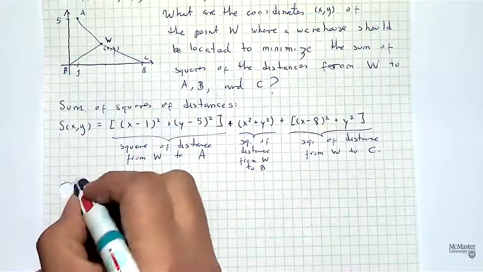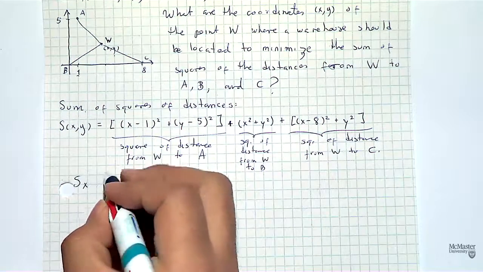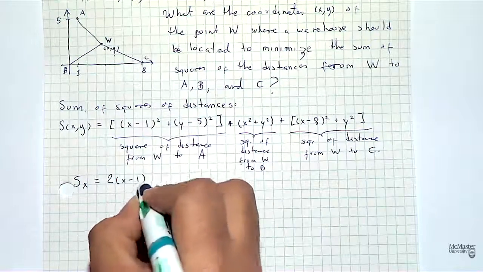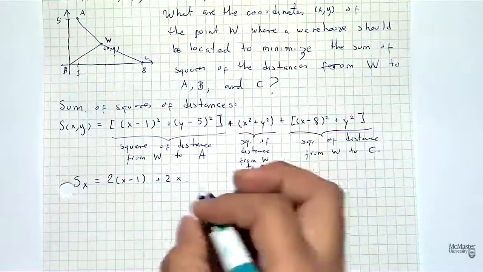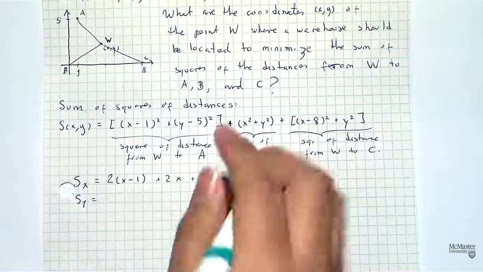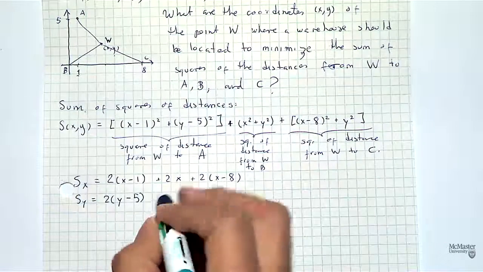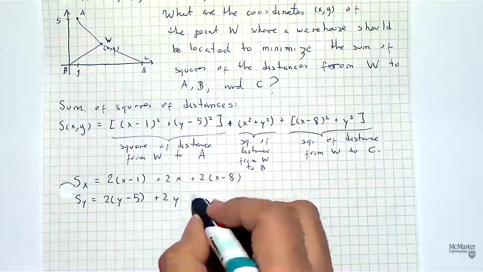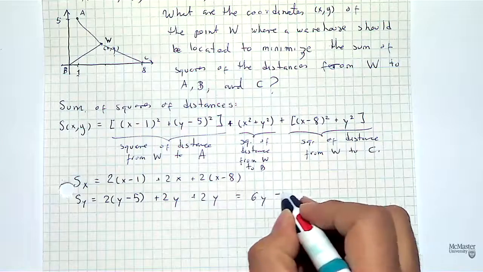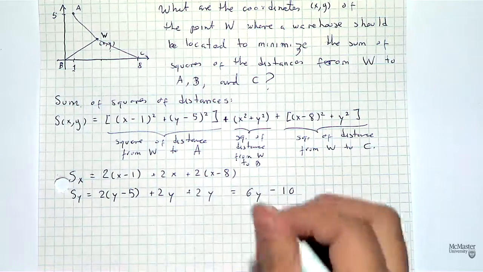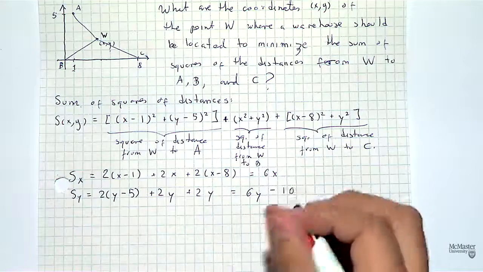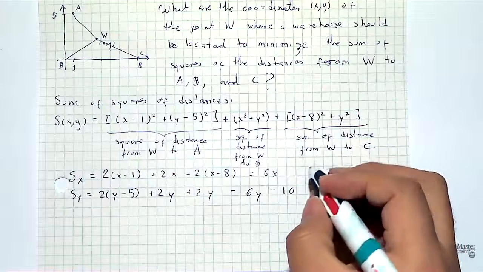So, well, in any case, the partials, right? Because we need the critical points. So, Sx is equal, if you think about it, 2 times x minus 1, plus 2x, and then plus 2 times x minus 8. Then you have Sy, which is 2 times y minus 5, plus 2y, and then plus 2y. This one is easy to evaluate. You have 6y minus 10, if you do the multiplication. Here you have basically 6x minus 16, 18.